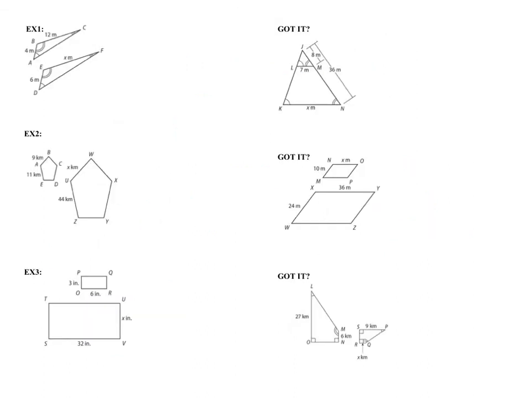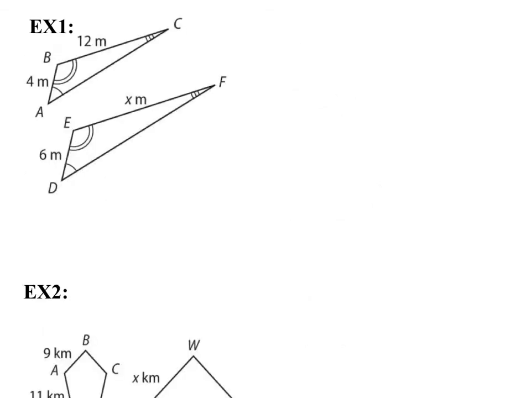Go ahead and turn your notes over to the back side now. Now let's go ahead and try an example. So in example 1, we have the missing value of x meters. So this side length, E to F, is supposed to be similar to the side length of B to C. But since we don't know the value, that would be a ratio we don't have. But we are given the side length of B to A and E to D.